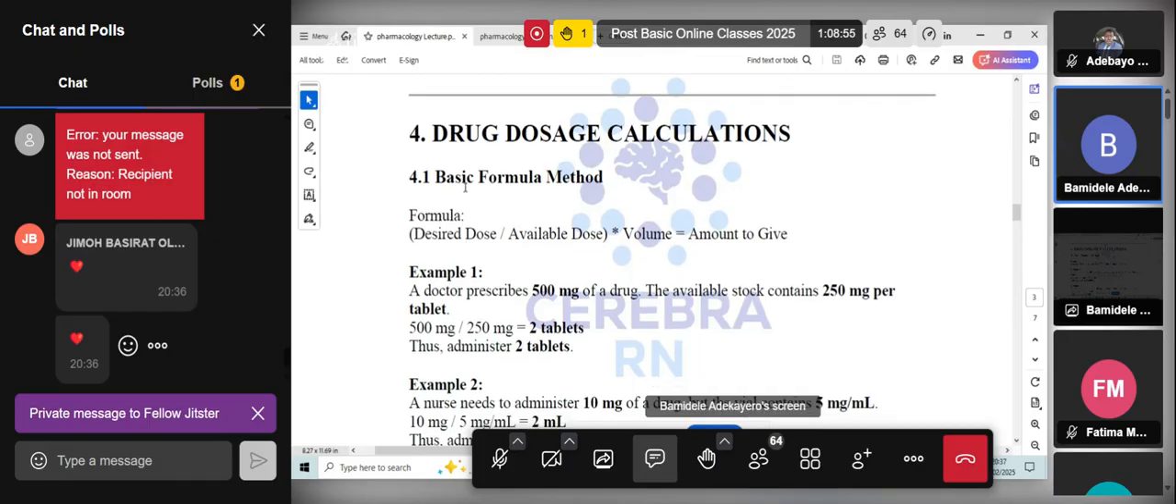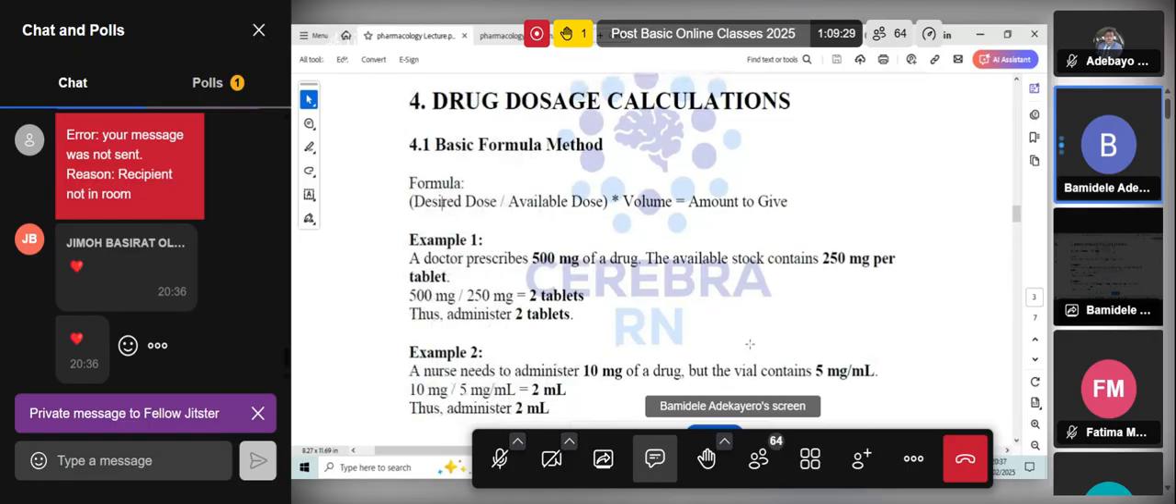We have the basic formula method, a basic one. You have the desired dose, available dose, the volume, and then the amount you give. For instance, the doctor prescribed 500 milligram of a drug. That is the doctor's prescription. But what you have on the ward is 250 milligram per tablet. So how many tablets do you give to make up 500 milligram? That is two tablets. So it's quite straightforward.